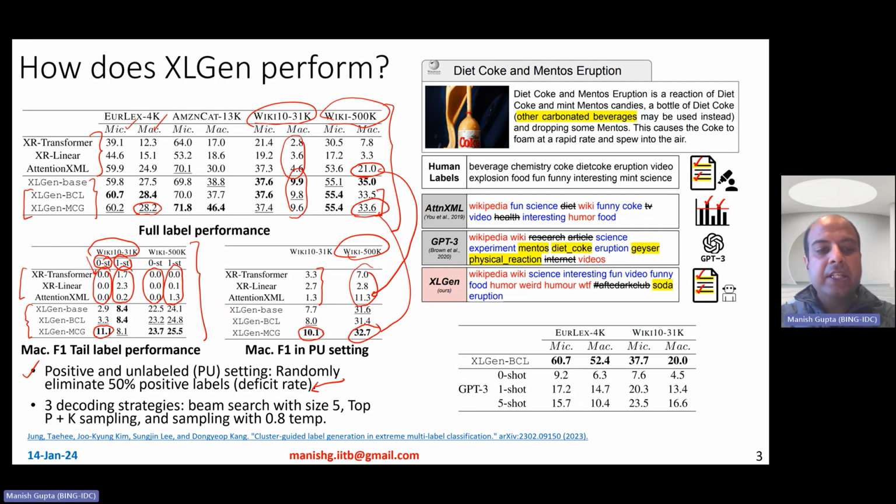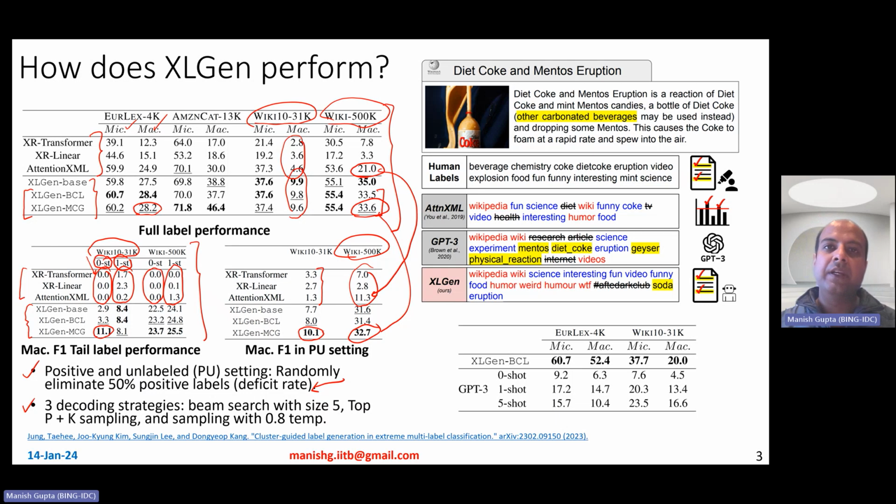Okay, so that's that. So essentially, even for the PU setting, positive and unlabeled setting, where you randomly eliminated 50% of your training data labels, you still have very reasonable accuracies for the test set. Okay. Now, amongst the decoding strategies, they try various kinds of decoding strategies, like beam search with size 5.